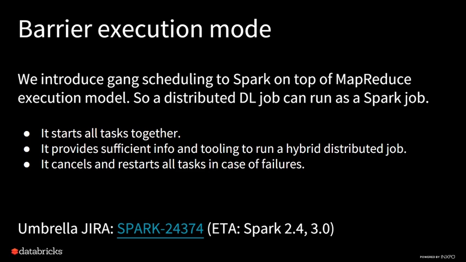What it does is basically allow Spark to schedule jobs that fit the distributed deep learning training communication pattern. With this barrier execution mode, we can tell Spark, for this particular job, please start all the tasks together and provide the user sufficient info and tooling to set up this hybrid distributed deep learning job. And in case of failures, if you see a failure on one node, you can cancel and restart all the tasks. So this allows, on the scheduler side, scheduling distributed deep learning Spark jobs.